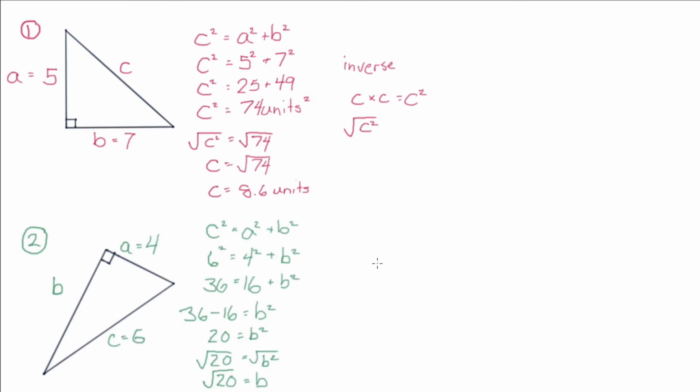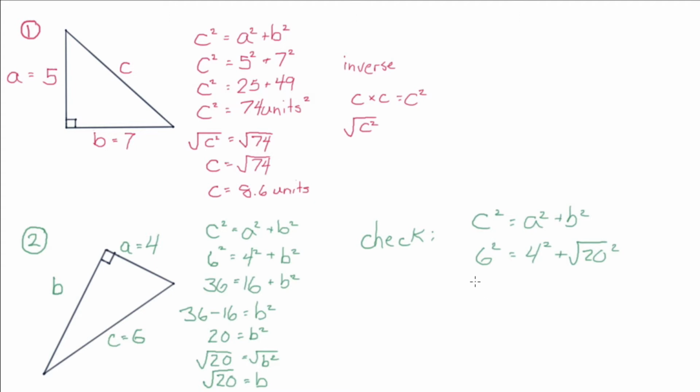Now there's something else we can do with the Pythagorean theorem, and that is check our work. So if we are to check our work, we can start again by plugging in our three values now for our variables in the equation. So C squared equals A squared plus B squared. As before, C is 6, so 6 squared equals 4 squared plus, now we know, the square root of 20 squared.